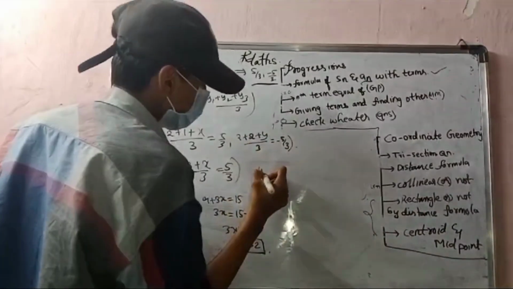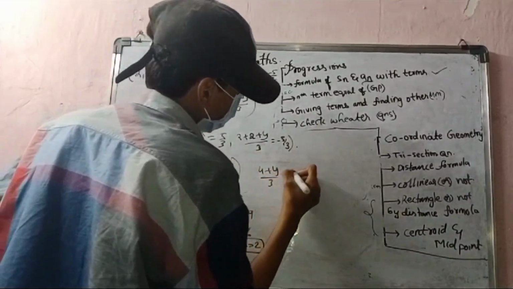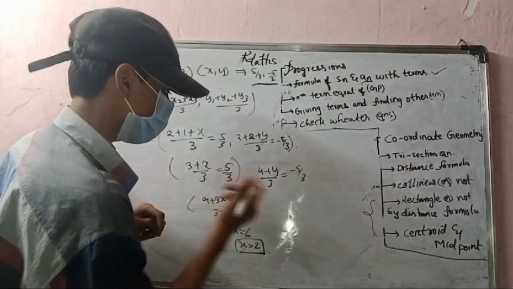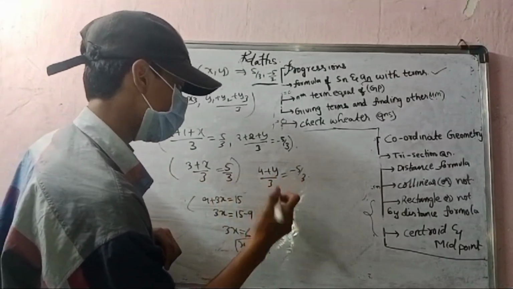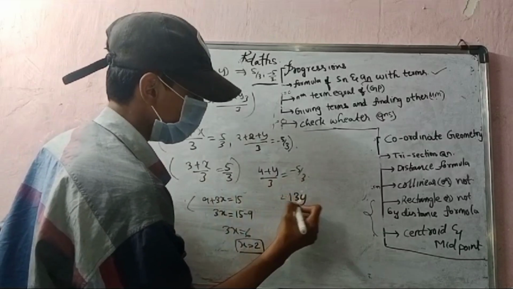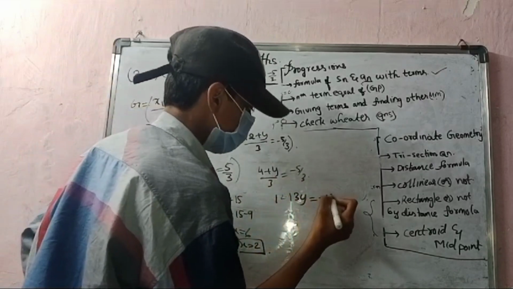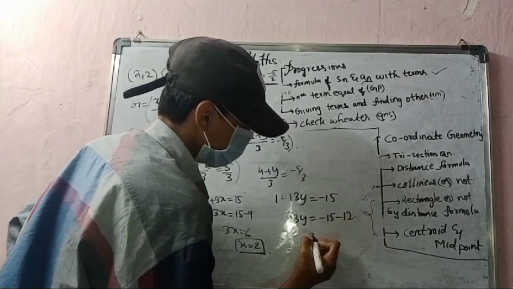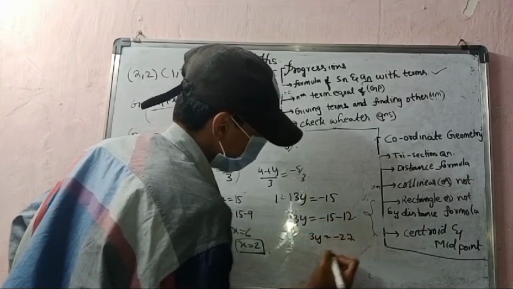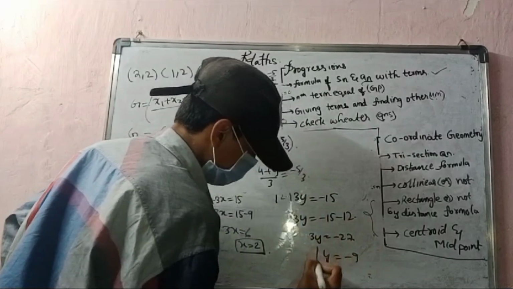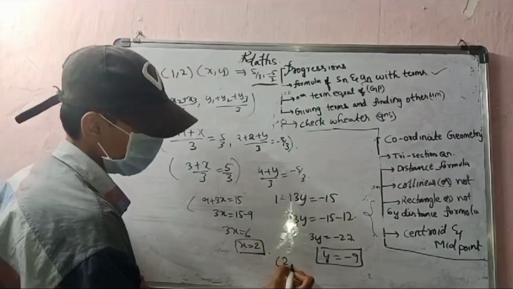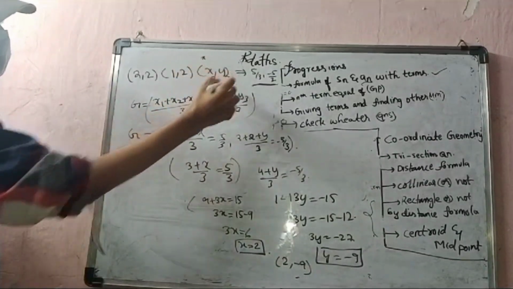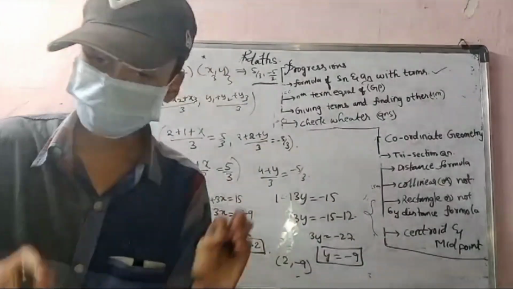Here if we do 4 plus y by 3, which is equals to minus 5 by 3. Okay, now 3 4s are 12 plus 3y, which is equals to minus 15. 3y equals to minus 15 minus 12. 3y equals to minus 27. y equals to minus 9. So 2 comma minus 9. There is a third point x3 and y3, so these are the values, 2 comma minus 9.